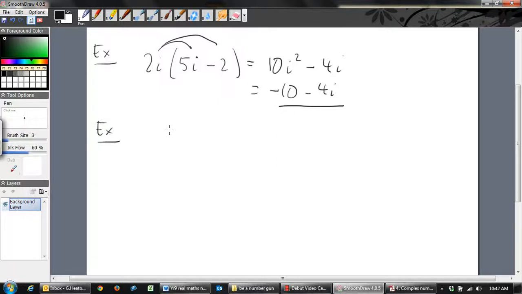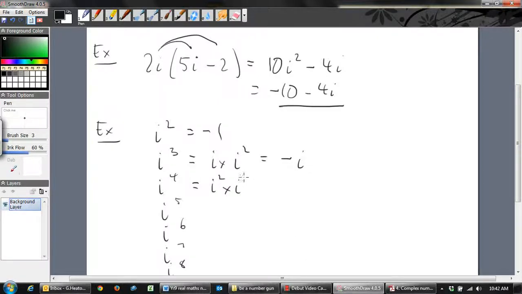The last thing is to find what i squared is equal to, what i cubed is equal to, i to the 4, i to the 5, i to the 6, and I'll squeeze in i to the 8. Let's have a look. i squared, we know, is -1. Now i cubed is i times i squared, and since i squared is -1, that's actually -i. i to the 4 is i squared times i squared, which is -1 times -1, which is 1. i to the 5 is i times i to the 4, and i to the 4 was 1, so that's just equal to i.